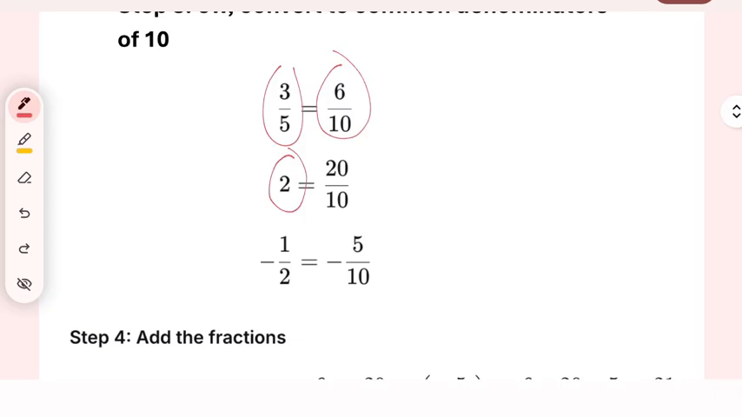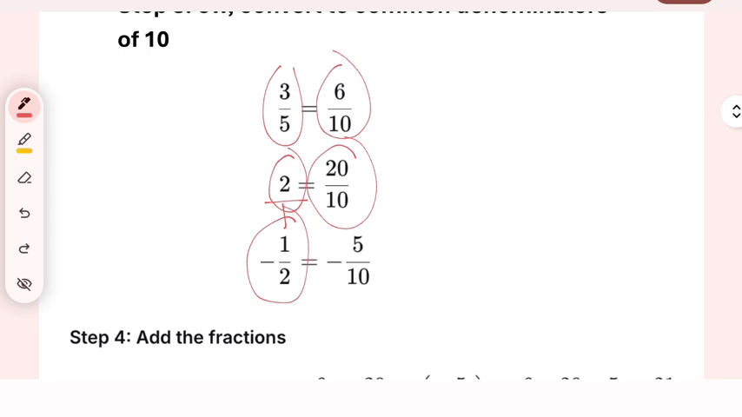In the denominator, we multiply it by 10. So numerator multiplied by 10, it's 20. The denominator of 2 is actually 1 because that's 2 over 1. 1 times 10 is 10, so it would be 20 over 10. And of course, the last fraction is a negative 1/2.